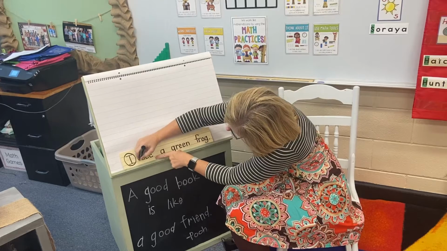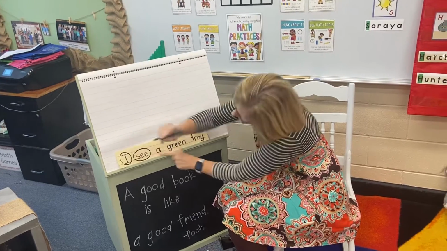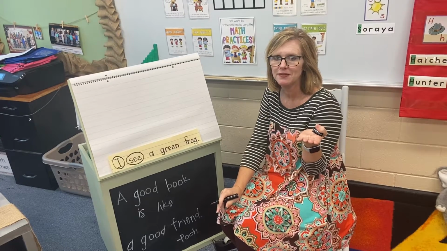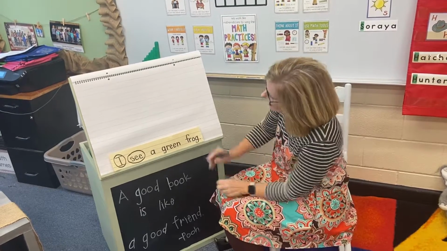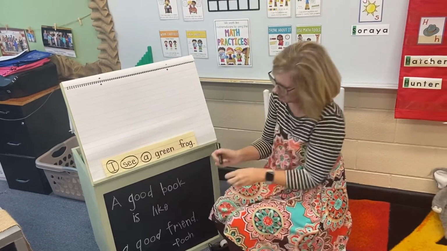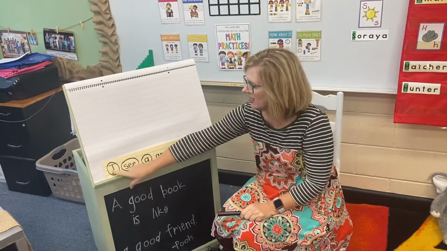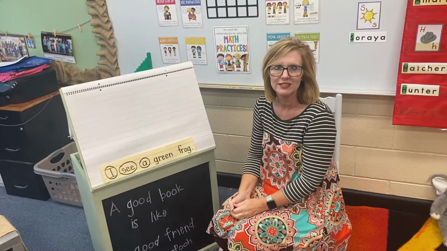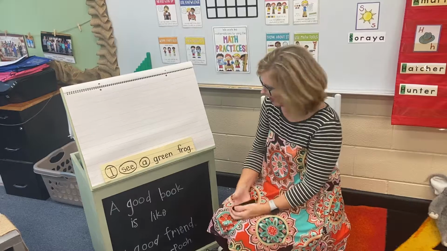I'm going to circle this word, S-E-E. Can you say the sight word? That's right, the word is see. Good job. And I'm going to circle this word. Now this one can be a letter or a word, just like I, but in this sentence, it's a word. Did you say A? All right, very good.